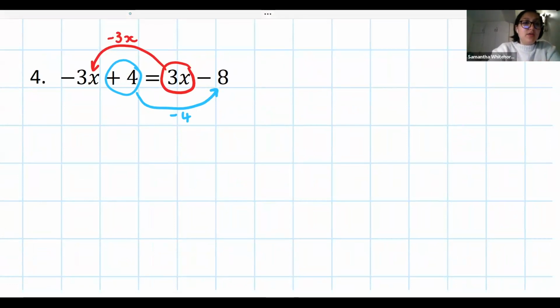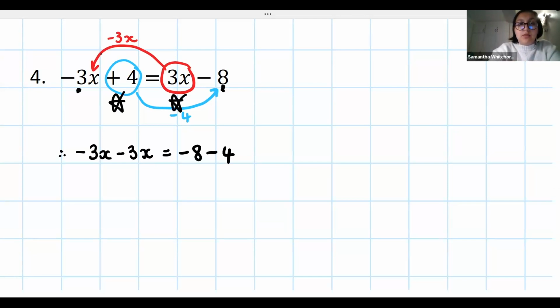Right, so if we write that all down for ourselves, we will have minus 3x minus 3x on the left, because I've brought all the x's to the left. And on the right, I will have my minus 8 minus 4. Remember, the minus 8 and the minus 3x haven't gone anywhere. It's only the plus 4 and the 3x that I'm moving. Those are the only ones whose signs change. So on the left, minus 3x is negative 6x, and minus 8 minus 4 is minus 12.